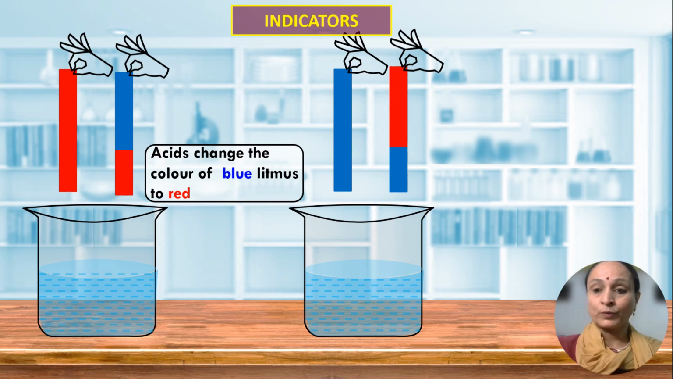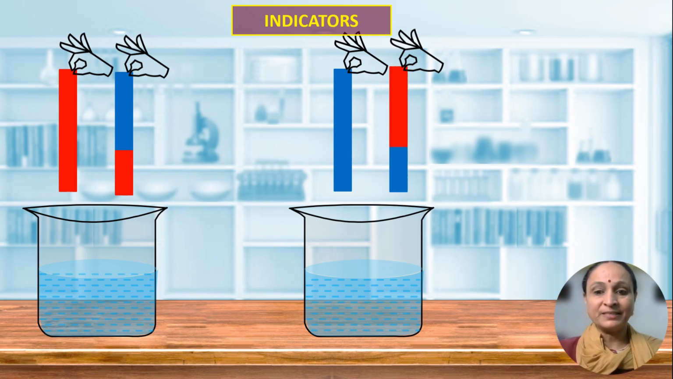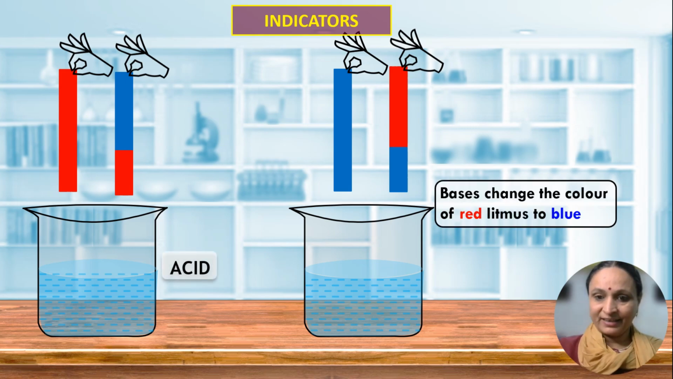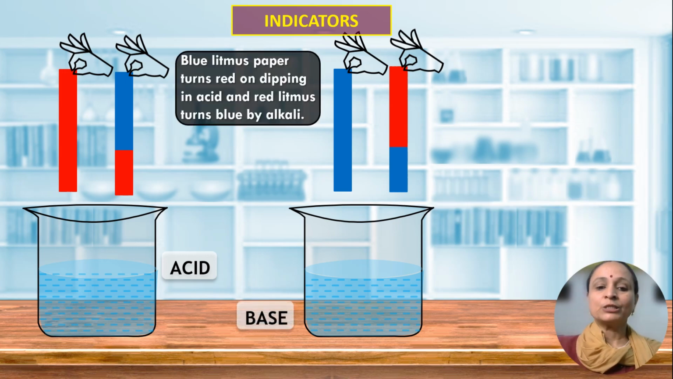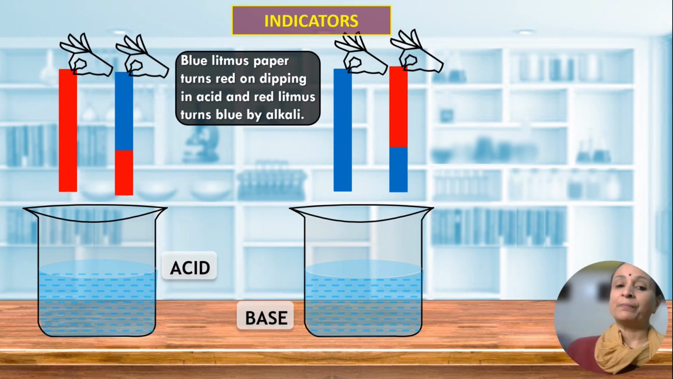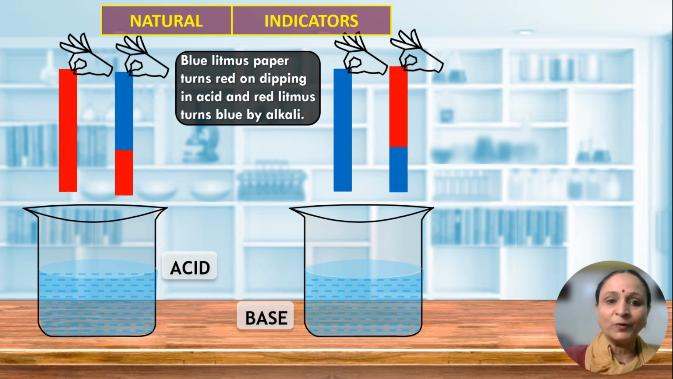So you can remember it this way. Acid is dangerous. So the red color: if blue changes into red, you remember that it is an acid. And what happens in this case? If it is a base, the base changes the color of the red litmus to blue. A blue base. Remember that if red becomes blue, it is a base, right? Okay, so this way you can remember things. Blue litmus paper turns red on dipping in acid and red litmus turns blue by an alkali or base, right? Alkalis are a special type of bases which are soluble in water, right? We will learn about it more.